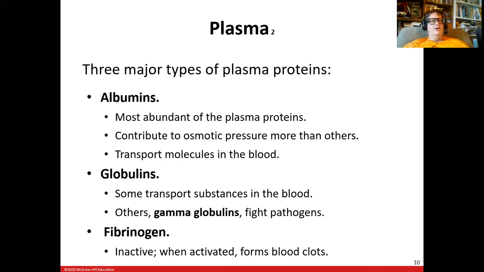Let's move on. So 3 major types of plasma proteins. The albumins are the most common one. They contribute to the osmotic pressure more than anything else, and they're transport molecules. Globulins are globe-shaped. They're round, okay? And they transport different substances. Some of them, like gamma globulins, those fight disease.